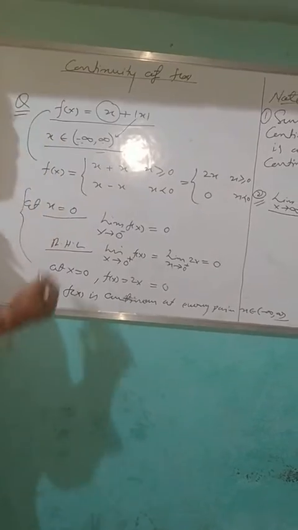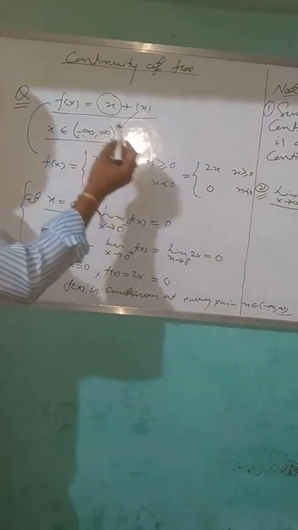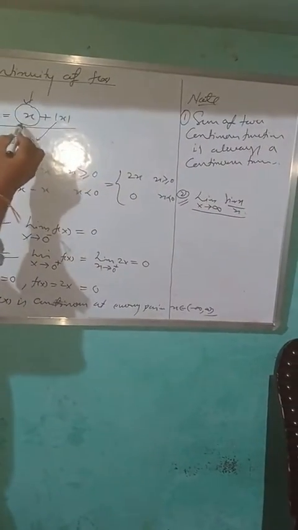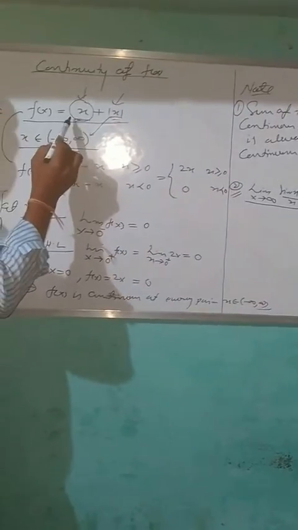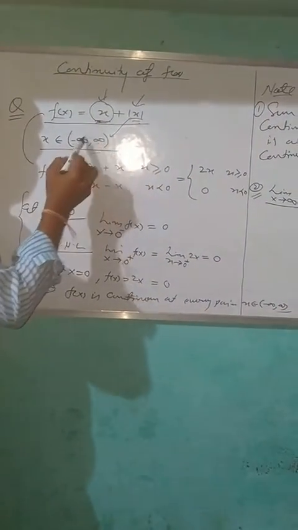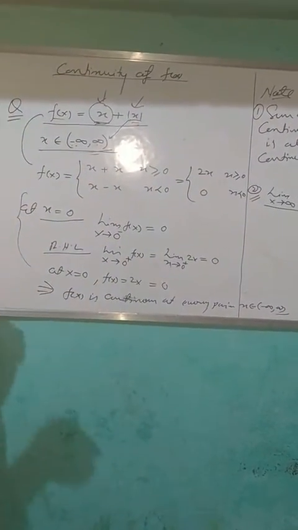Or another method, we can solve this question by using the fact that the sum of two continuous functions is a continuous function. This is a continuous function on the real line, and this is also a continuous function on the real line. It means the sum of these functions is continuous on the real line.